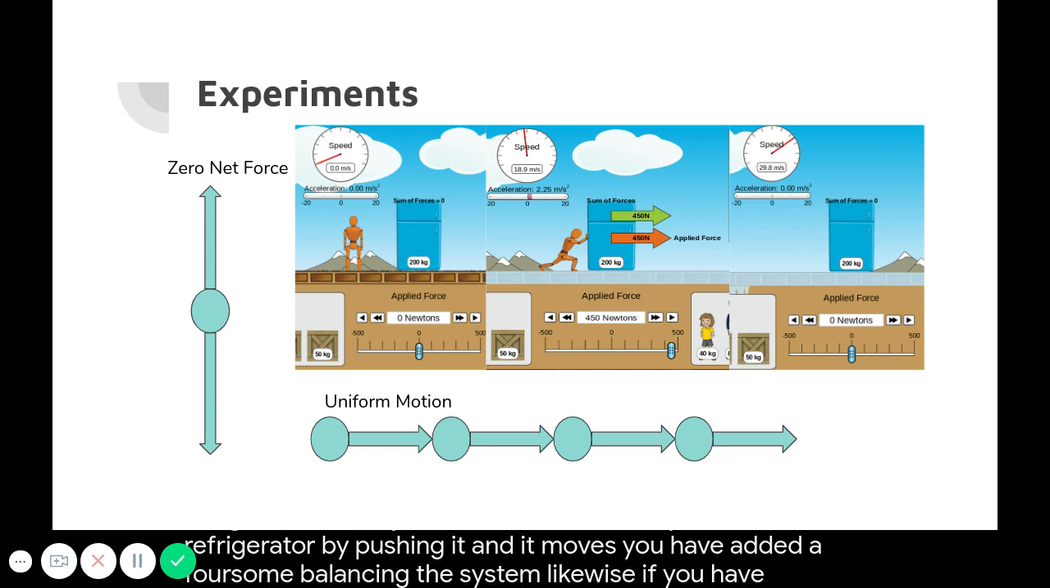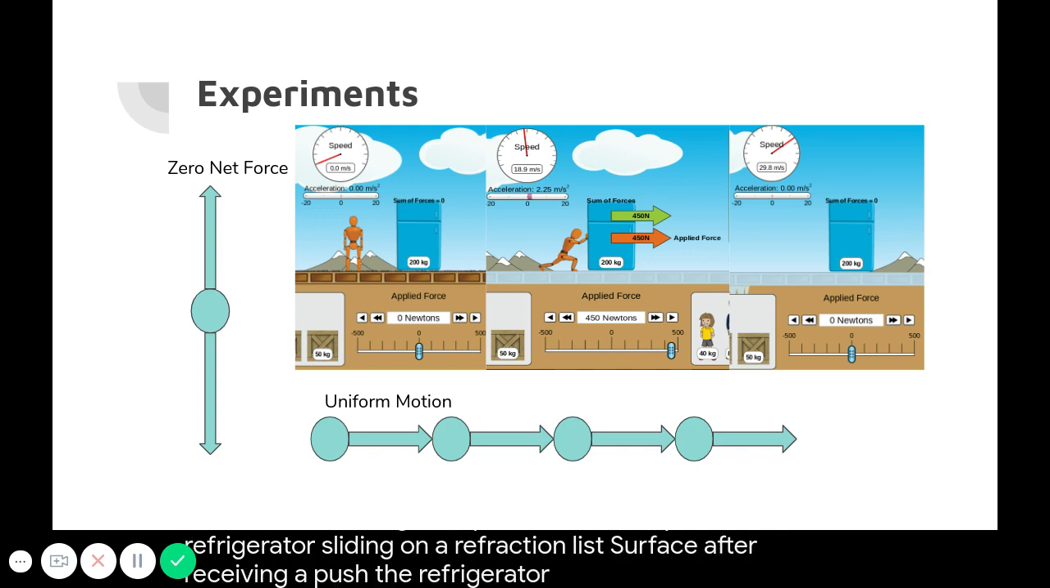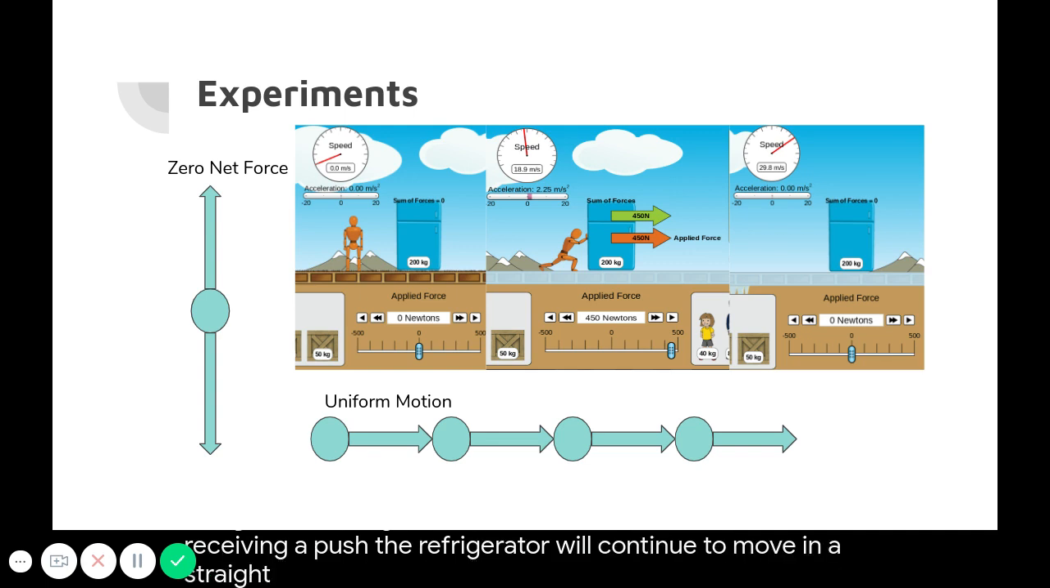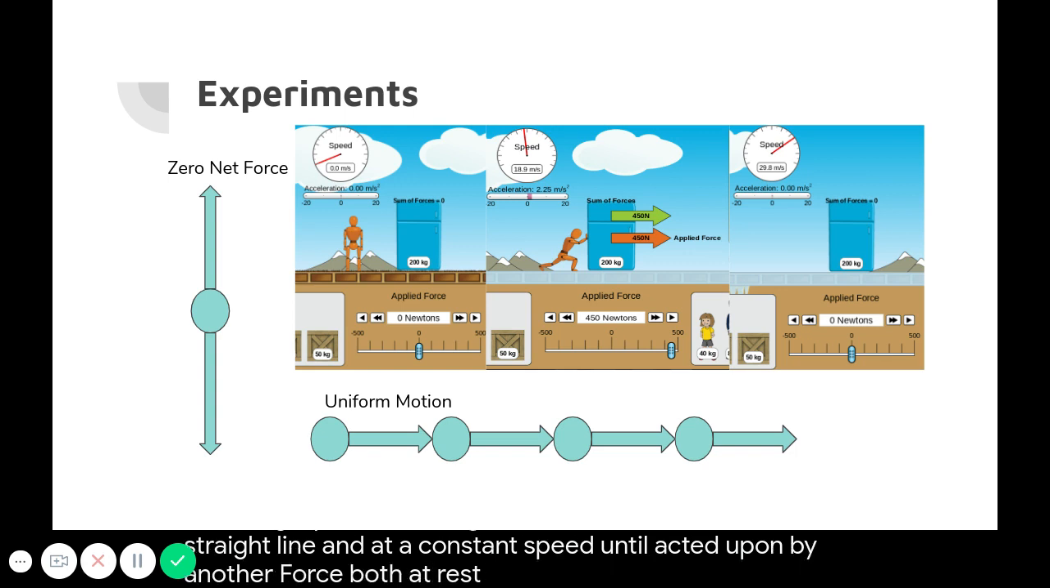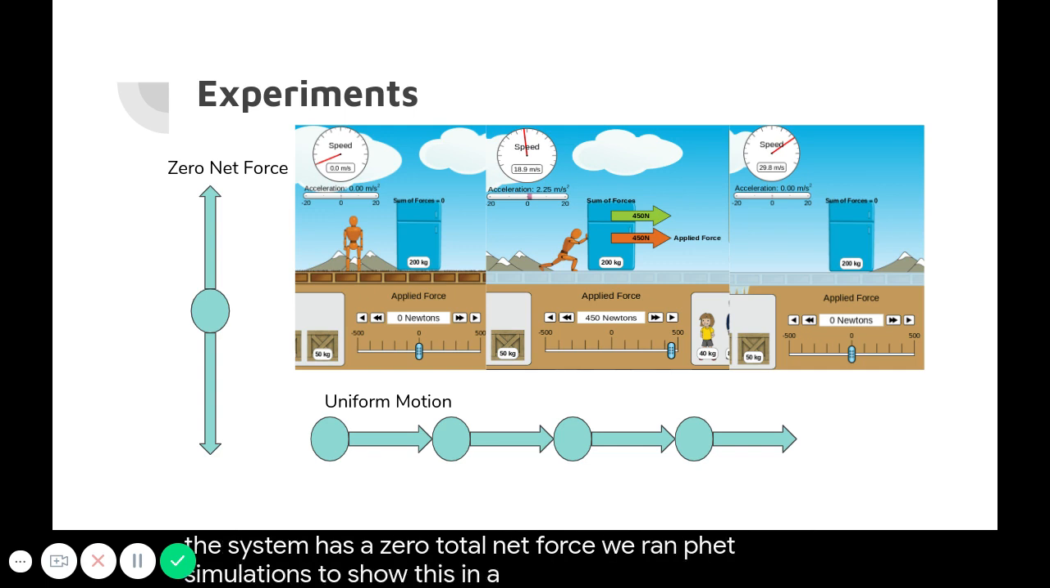Likewise, if you have a refrigerator sliding on a frictionless surface after receiving a push, the refrigerator will continue to move in a straight line and at a constant speed until acted upon by another force. Both at rest or in constant uniform motion, the system has a zero total net force. We ran PHYS simulations to show this in a perfect world.